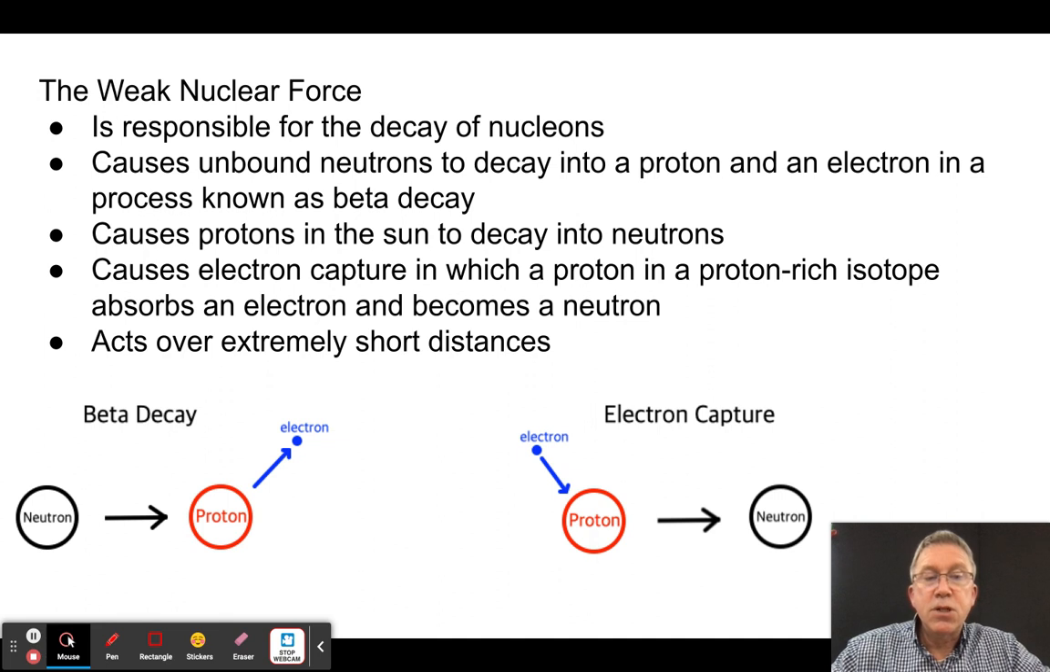Now, the strong nuclear force and the weak nuclear force do not follow inverse square laws as the other forces do. They operate over much shorter distances than that. The distances across which they work are significantly less than the diameter of a nucleus. So these are very, very, very short range forces. That's why you don't directly notice them.